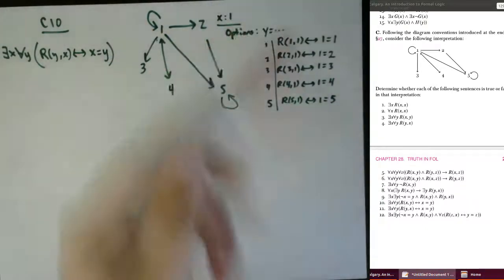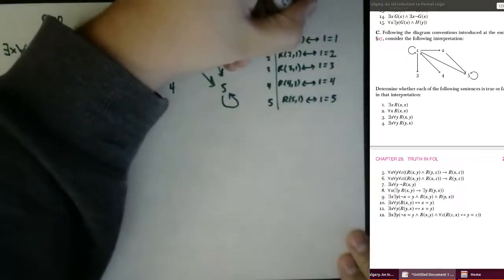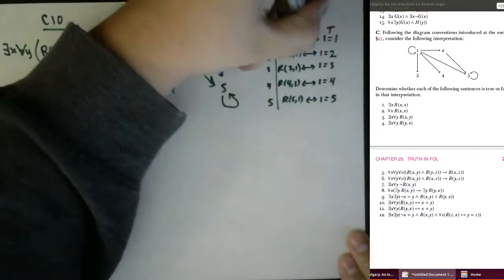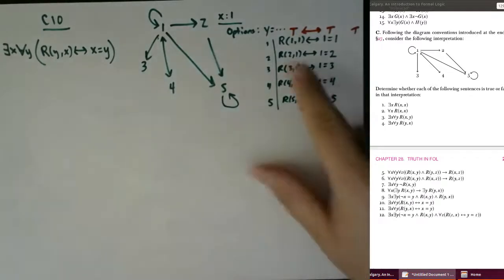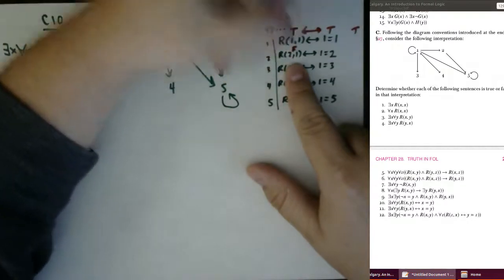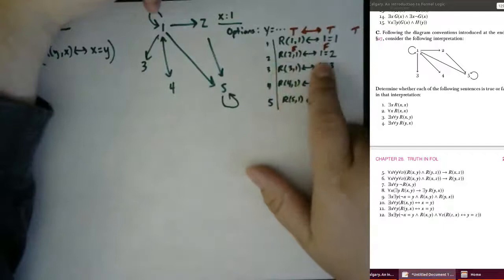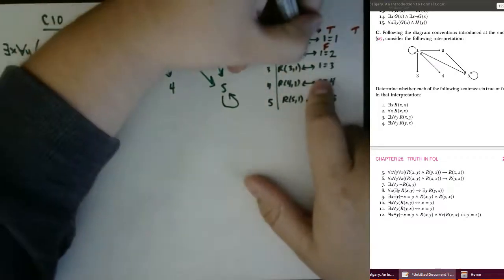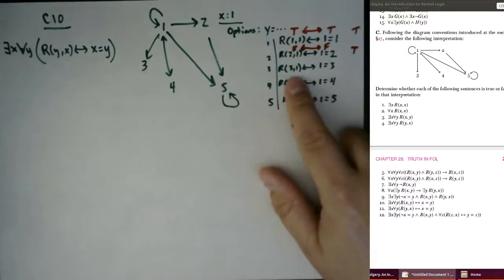I'll use red for this. So R1, 1, well, that's true, right? That's true. And 1 equal 1 is true. This if and only if is true. R2, 1, is there an arrow from 2 to 1? Well, that's false. Is 1 equal to 2? No, that's false. But if and only if just checks if they're the same, right? So that's also true. Looking pretty good.